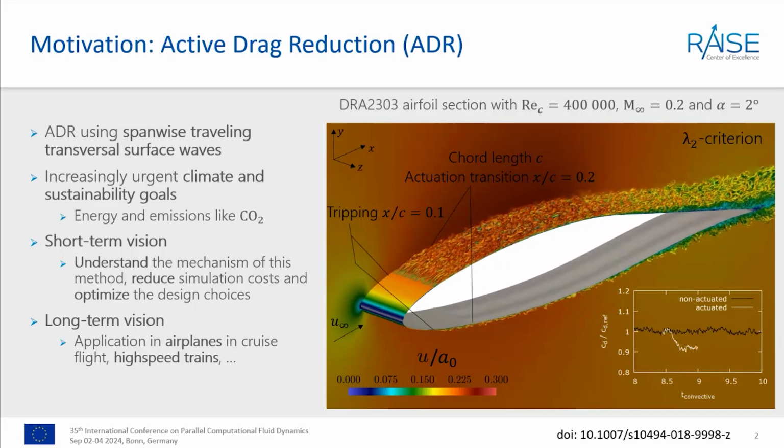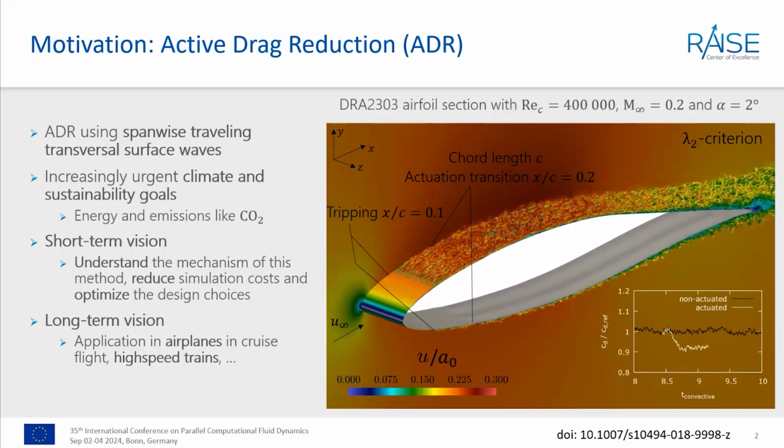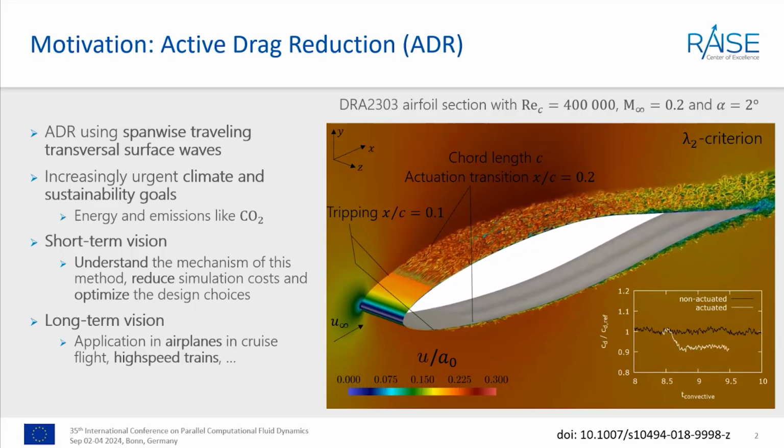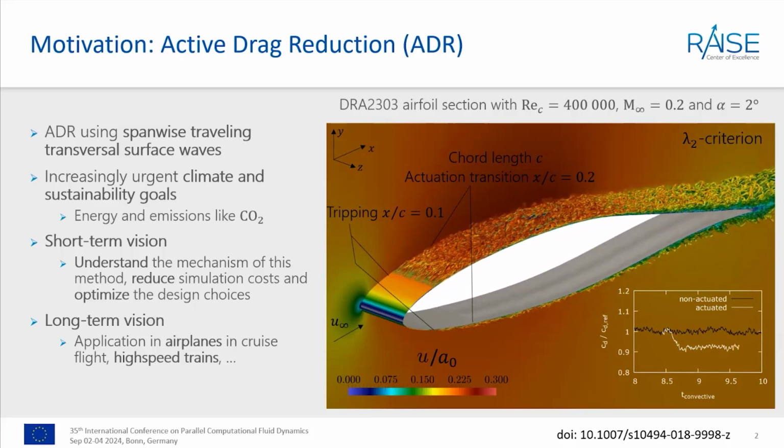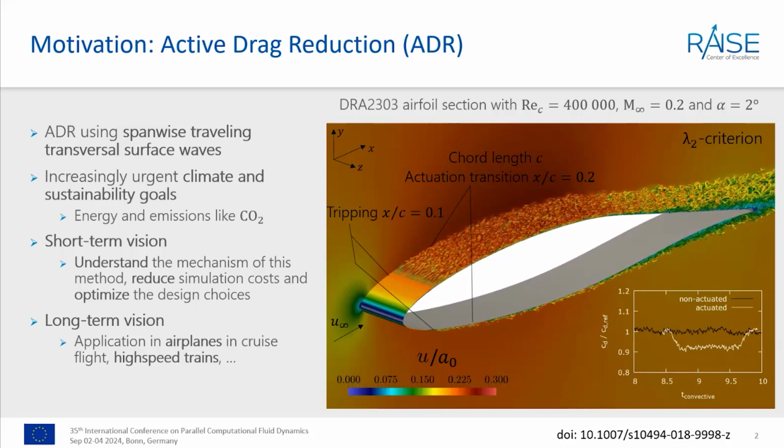of drag. On this inset line plot, you see the black line, which is the drag in the non-actuated case, while when we introduce these spanwise surface waves, we are able to reduce this drag. Since we are reducing the drag here, the motivation is to reduce emissions. In the long term, this inherently leads to achieving climate and sustainability goals.